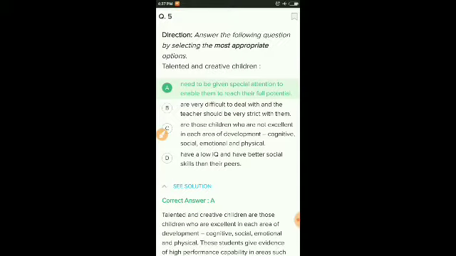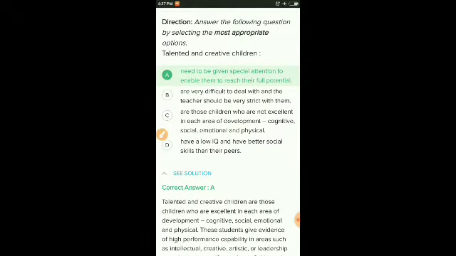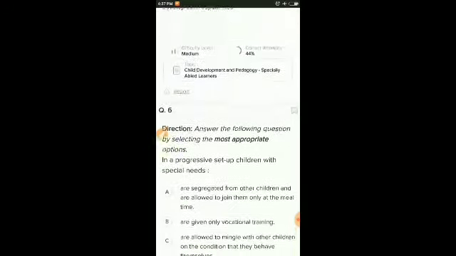Already they are God-gifted, talent is there. God has given them lots of talents, they are very creative, so we should try to give them special attention. Why? So that their talent and potential come out fully, and they utilize their talent, creativity and potential to the fullest and give their best to society. Okay, that's the correct answer.